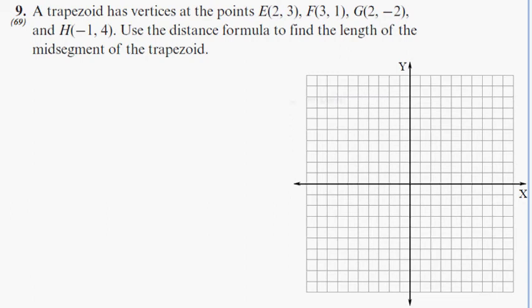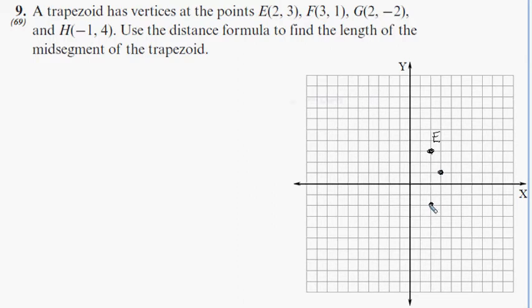Okay, we've been given a trapezoid and the vertices of each trapezoid. The first one is at (2, 3), which is here. So this is E. The next one is at (3, 1), which is going to be right here. G is at (2, -2), down here.